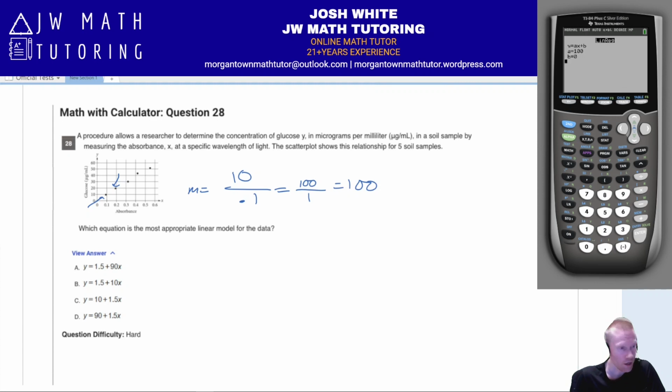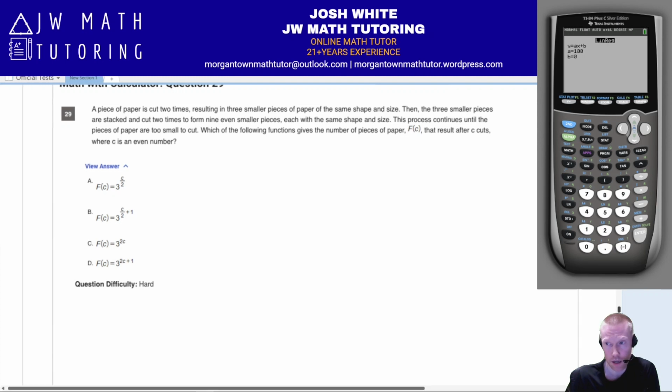So, it looks like the slope is 100, okay? So obviously this slope of 1.5 is way too low. Get rid of it. And now with these two choices, which of these is closest to 100? Well, it has to be A, by process of elimination. So again, it confirms A is the correct answer to this problem.